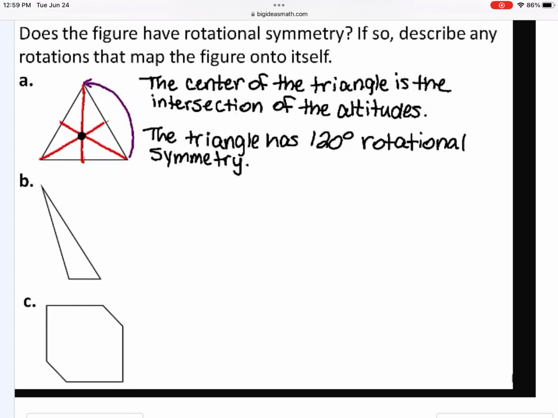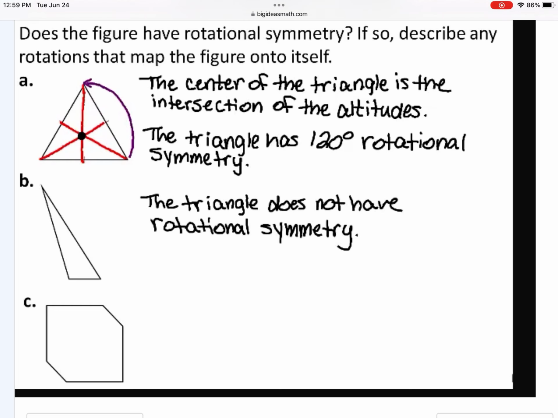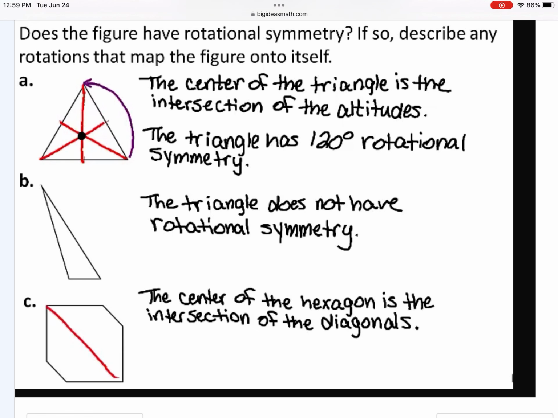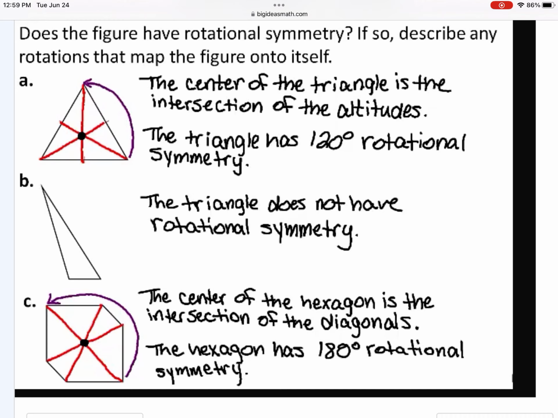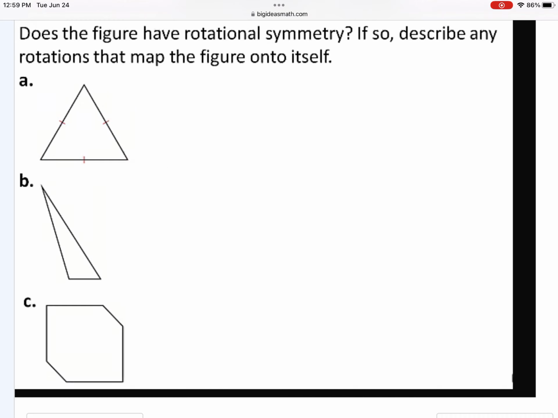Part B. Notice that no rotation of 180 degrees or less maps the triangle onto itself. So the triangle does not have rotational symmetry. Part C. The center of the hexagon is the intersection of its diagonals. Notice that a rotation of 180 degrees about the center of the hexagon maps the hexagon onto itself. So the hexagon has 180-degree rotational symmetry.